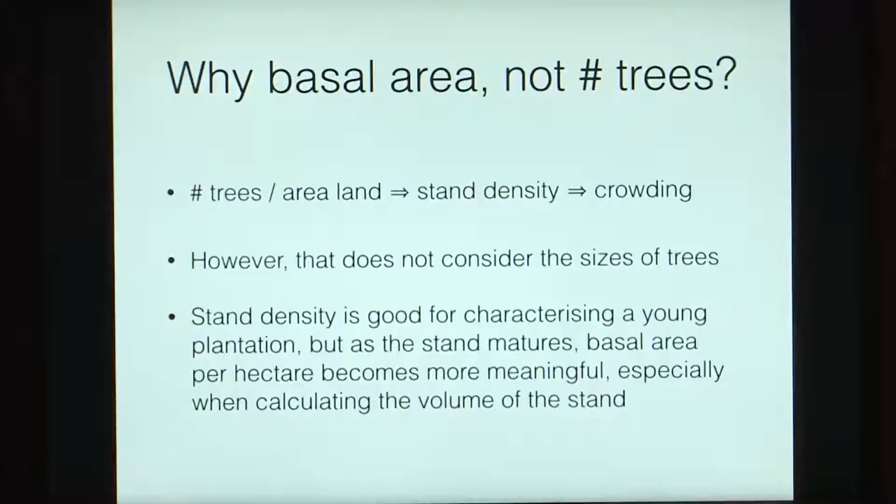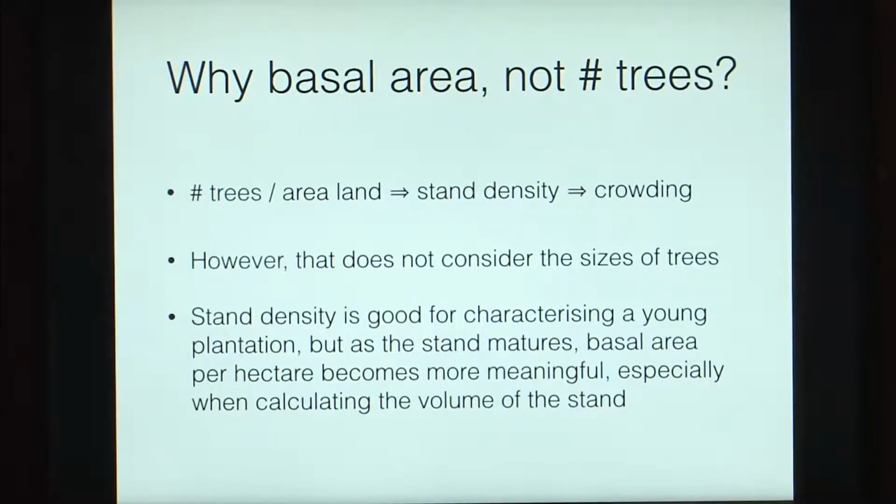So, now coming back to the slides. Number of trees per area of land gives us the stand density or the number density of the stand, which can be used as a proxy for the amount of crowding that is being observed in the stand. However, if we only considered the number density, we would not be considering the sizes of the trees. In the beginning, when all our saplings are very thin, stand density is a good characteristic for a young plantation, but as the stand matures, the basal area per hectare becomes more meaningful, especially when calculating the volume of the stand.